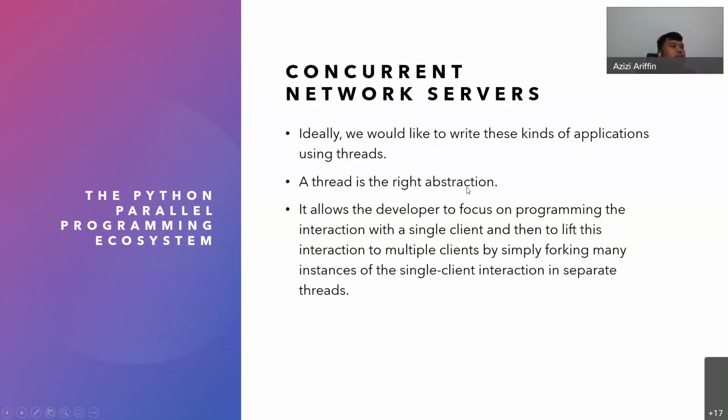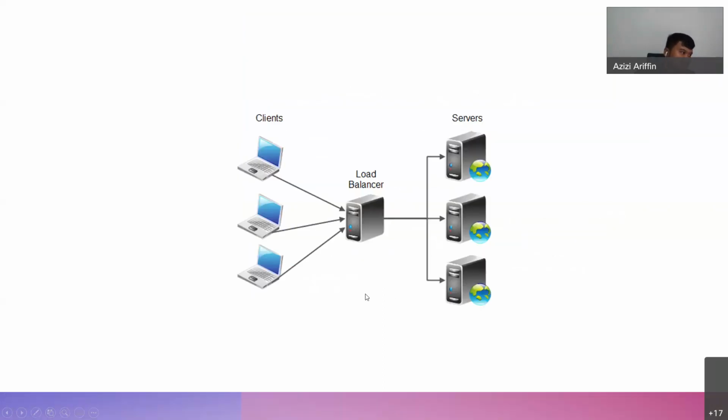So ideally we would like to write this kind of application using threads. Okay, thread is a right abstraction. So kita boleh buat dia secara thread ataupun kita boleh buat dia secara multiprocess. So nanti saya tunjukkan. Dua pun boleh. So it allows developer to focus on programming the interaction with a single client and to scale this interaction to multiple clients by simply forking many instances of single client interaction in separate threads. Okay. So ini yang kita nak ni. Satu server ni dia boleh handle multiple client.